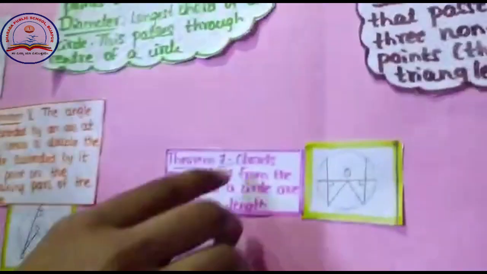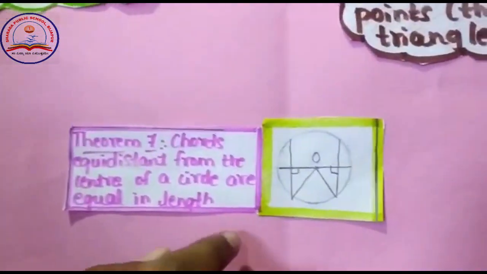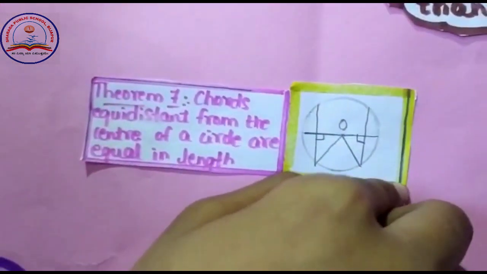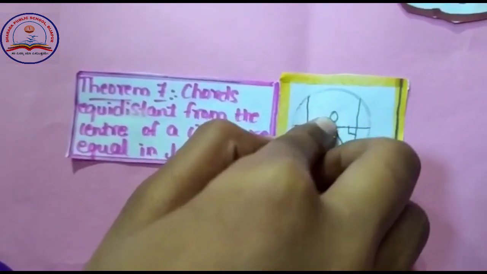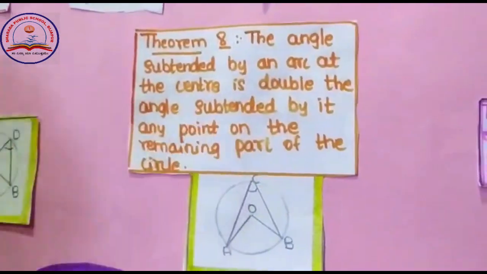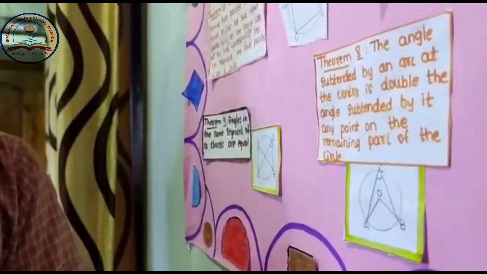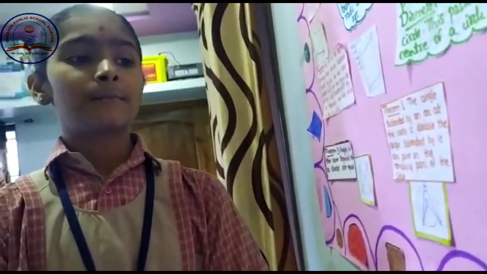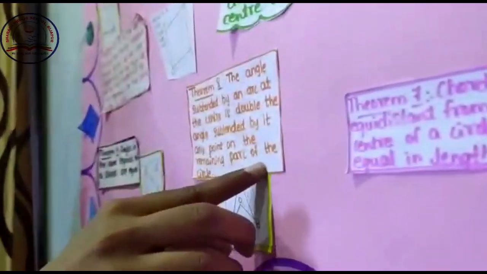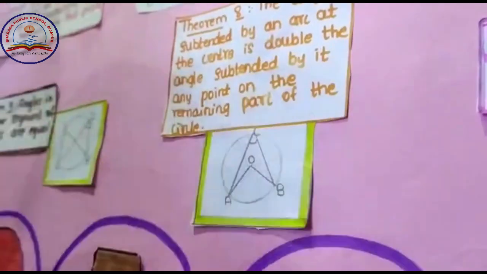Now let's look into Theorem 7. Theorem 7 states that chords equidistant from the center of a circle are equal in length, which means AB and CD, which are equidistant from the center of a circle, are equal in length. Now let's look into Theorem 8. Theorem 8 states that the angle subtended by an arc at the center is double the angle subtended by any point on the remaining part of the circle. Means AOB is double the angle ACB.